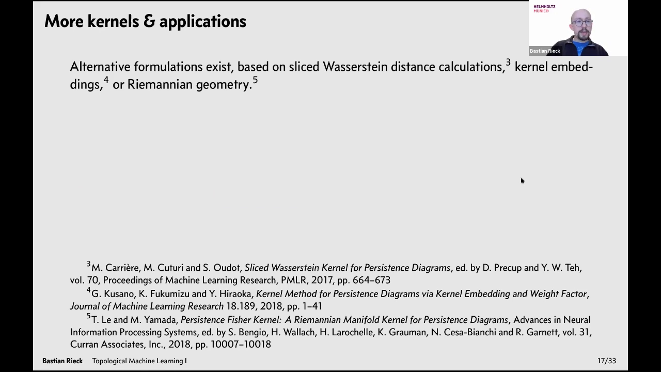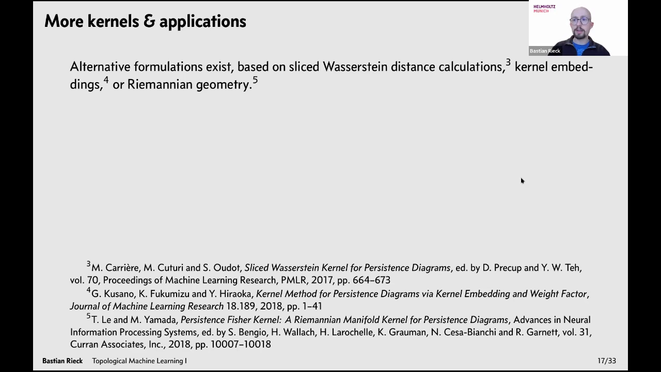Now, there are of course other formulations of this. Again, I cannot claim that this is a fully comprehensive list, but these are most of the papers that I could find in recent years on additional kernels. Interestingly, and this is why it's called topological machine learning, all of those appeared in machine learning venues. So there is a small, but I would say vibrant community of people doing topological machine learning already and pushing this into the machine learning conferences. So it is possible to do that. There is, for instance, a very nice paper by my colleague Mathieu Carrière and colleagues where they use slice Wasserstein distance calculations.